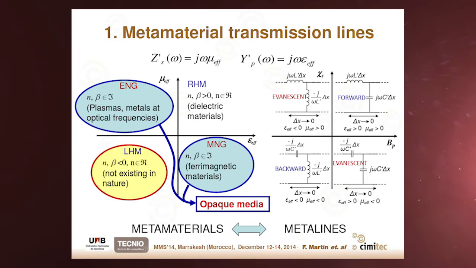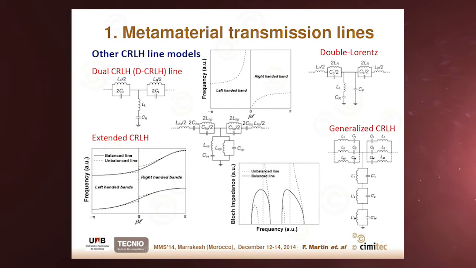However, there are other composite right left-handed models. For instance, the dual composite right left-handed transmission line, where we have in the series branch a parallel resonant tank and a series resonator in the shunt branch. In that case, wave dispersion is like shown here. First, at low frequencies, we have a forward band, and at higher frequencies, we have a backward band and a gap in between, okay?